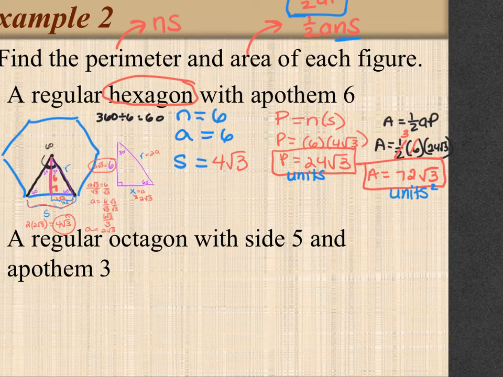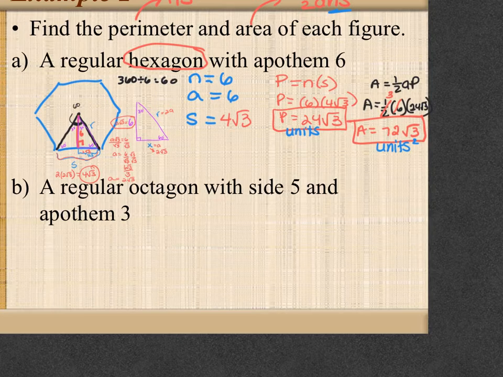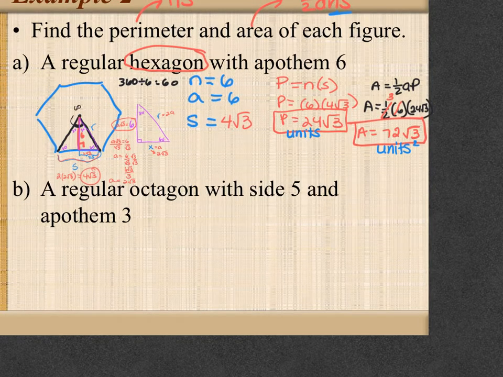Questions so far? All right, look at B. A regular octagon with side 5 and apothem 3. So again, perimeter is N times S, area is 1/2 A times P, or A and S. How many sides? What's N in an octagon? 8. This time they give me S.